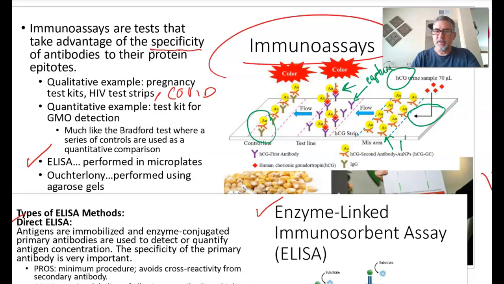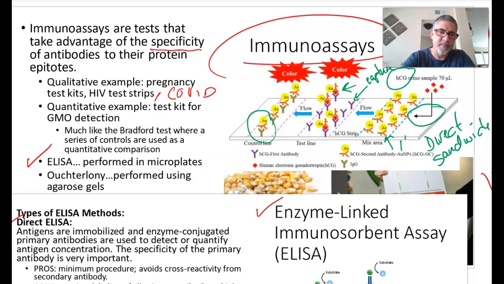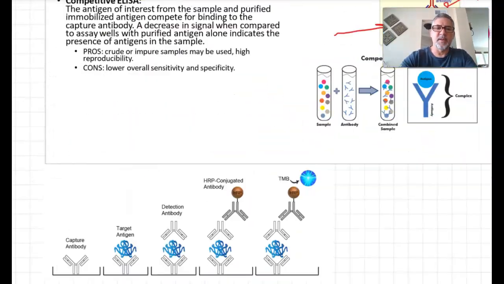So if you looked at this test, and this is important because I will ask it, this pregnancy test is a direct sandwich test. So this is a direct. If it was indirect sandwich, I would need another antibody to attach to the top of this. Right, so if it was indirect, I would need another antibody to touch. But this is direct sandwich.